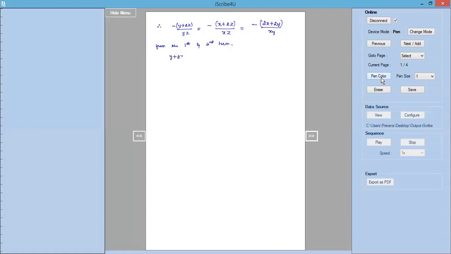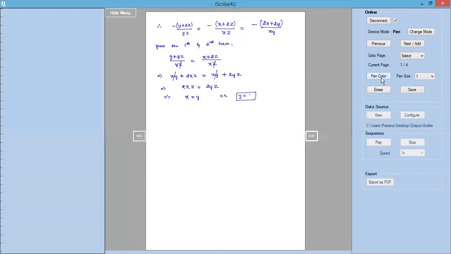So (y + 2z)/(yz) is equal to (x + 2z)/(xz). So z gets cancelled in the denominator. Cross multiplying the remaining terms, we have xy + 2xz is equal to xy + 2yz. So again, xy gets cancelled. We have 2xz is equal to 2yz. 2 gets cancelled, z gets cancelled. We have x is equal to y, or the same I will represent as y is equal to x.